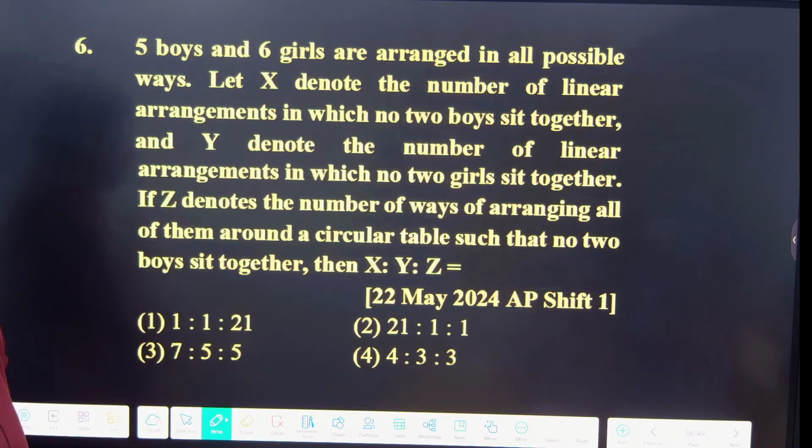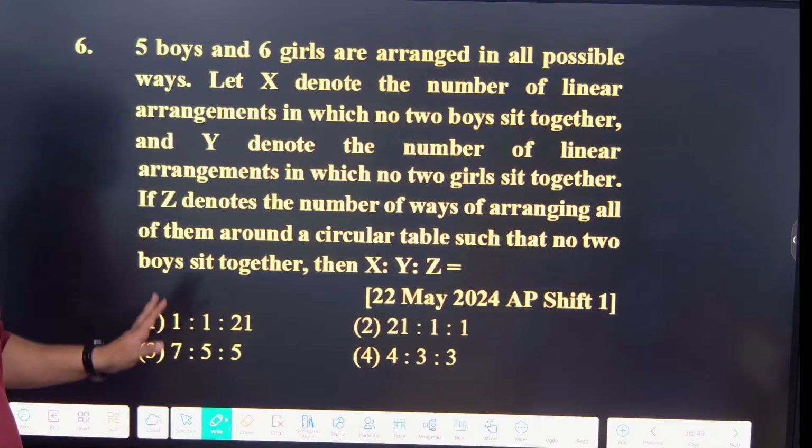5 boys and 6 girls are arranged in all possible ways. Let X denote the number of linear arrangements in which no two boys sit together, and Y denote the number of linear arrangements in which no two girls sit together. If Z denotes the number of ways of arranging all of them around a circular table such that no two boys sit together, then X is to Y is to Z.